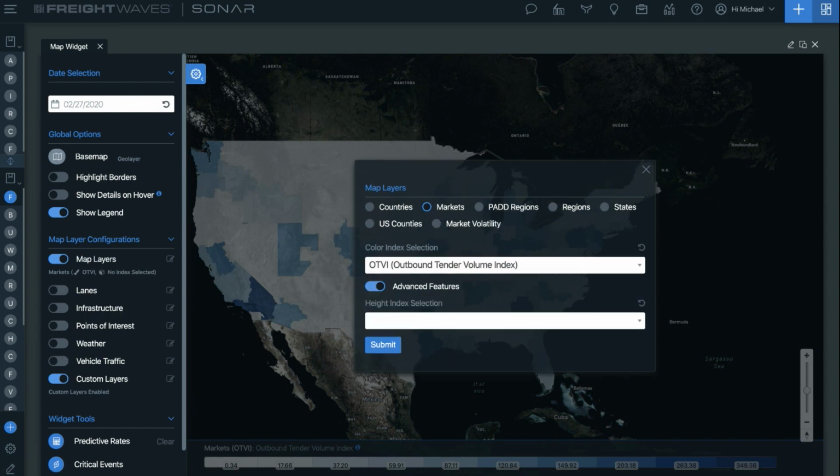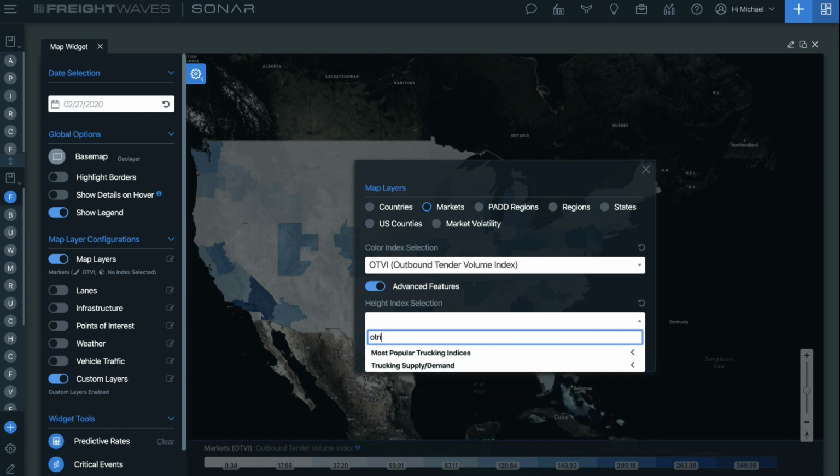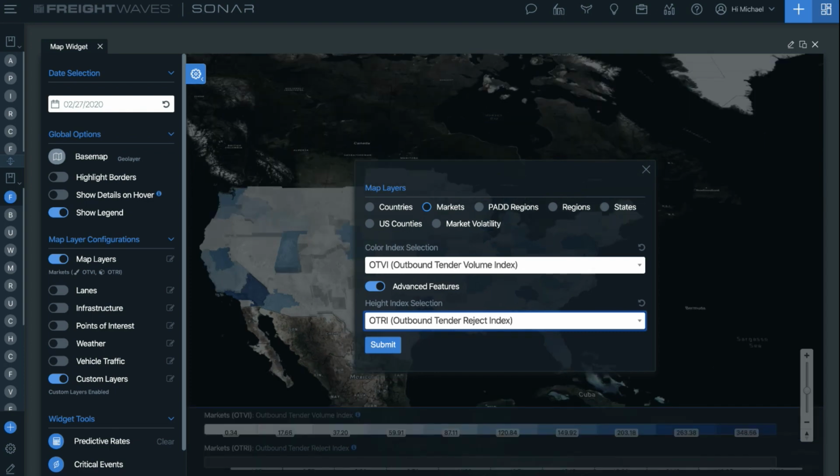And if I hit this advanced features, I can go in and put what we talked about before, OTRI, or outbound tender rejects. Now, outbound tender rejects, as we talked before, is really the capacity's reaction to those volumes. Is there enough capacity there? Do carriers have other options than carrying that freight? So it's the effect of that volume on the capacity, supply and demand.